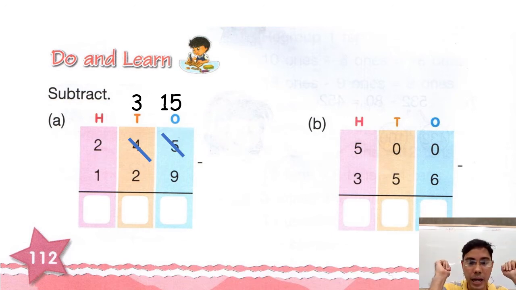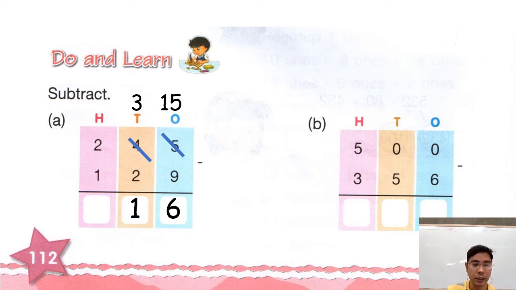15 take away 9. 9 in your mind. 10, 11, 12, 13, 14, 15. 6. So I write here 6. Next, tens place. 3 take away 2. 1, 2, 1.